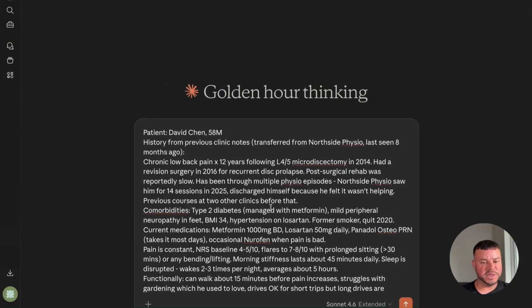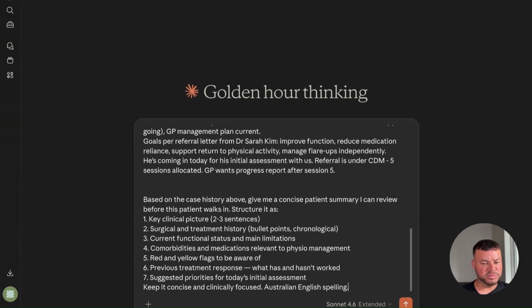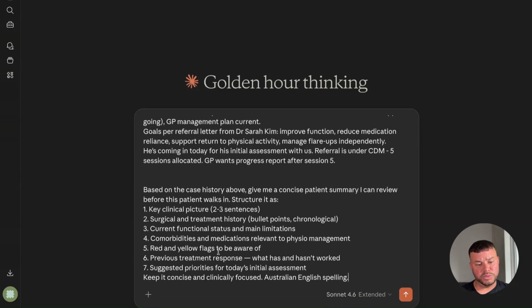This is a patient with a complex history. They have old physio notes scattered across different clinics. The patient comes in and you have about 10 minutes to get up to speed. I'm going to scroll down and paste this other prompt in. This is different to the one we used before. And what it's saying here is that based on the case history above, give me a concise patient summary I can review before the patient walks in.